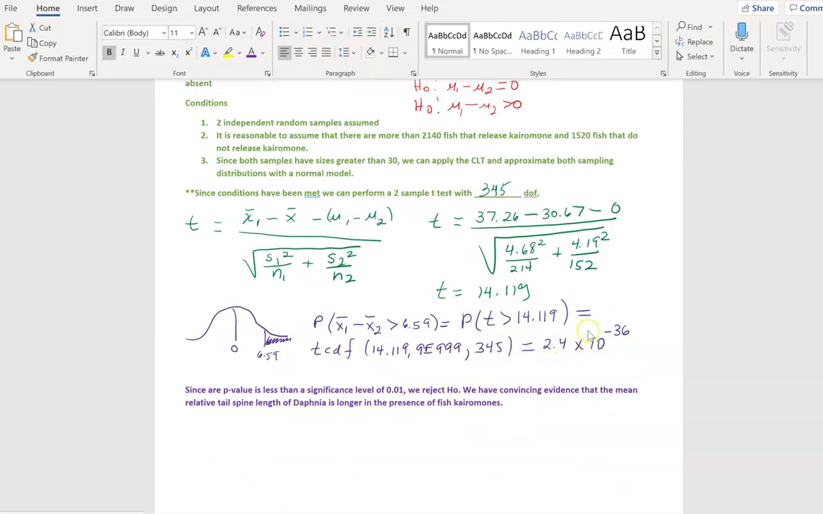So this value is so small, it's going to be less than any significance level that you choose. So if I chose 0.01, it doesn't really matter. Since the p-value is less than a significance level of 0.01, we reject H0. We have convincing evidence that the mean relative spine length of Daphnia is longer in the presence of fish kairomones. And so we finish the problem.